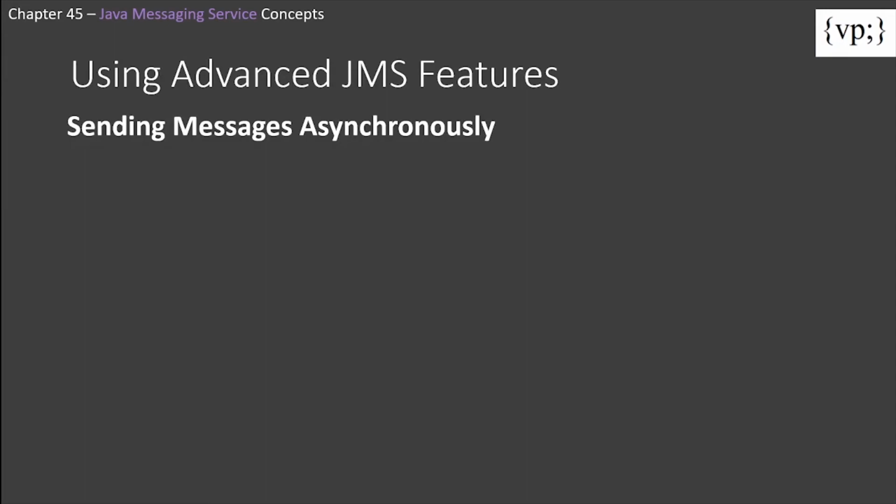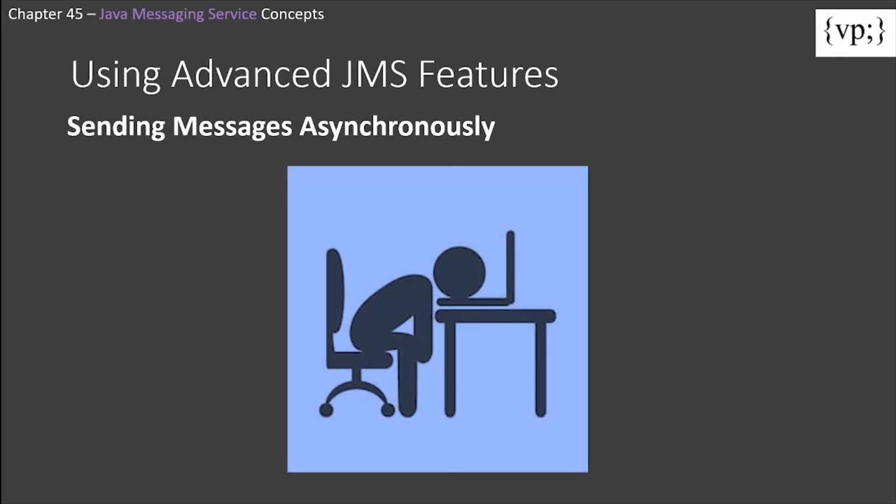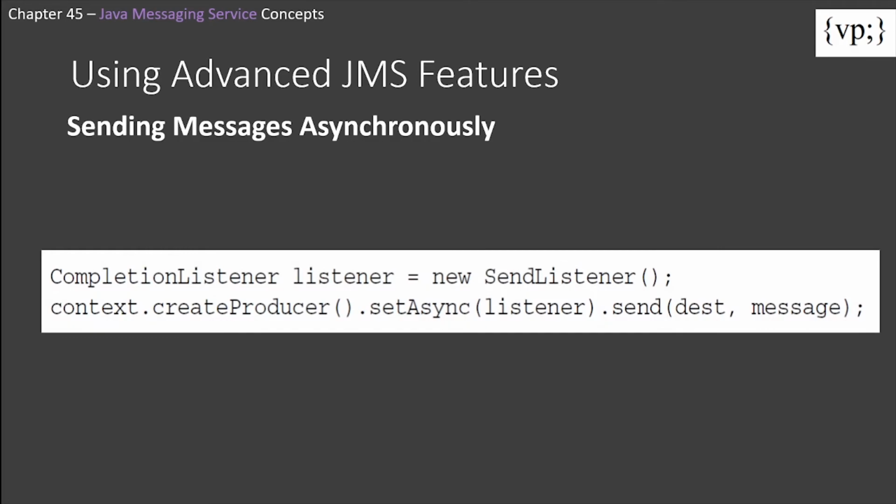So previously a message would be sent and it would block the application until the JMS provider confirms that the message was sent successfully. With asynchronous messaging, this block does not happen. It frees up the application to continue its job while waiting for the confirmation. And this is how you would send an asynchronous message.